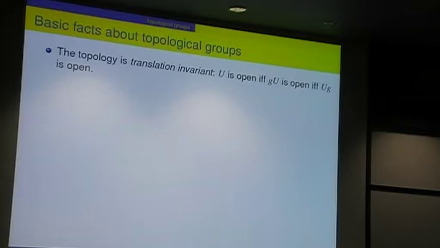Now, usually topological spaces don't have special points, but these are also algebraic structures, so there's a very distinguished thing called the identity. And it means you can more or less study the topology of the group by studying it in the vicinity of the identity.